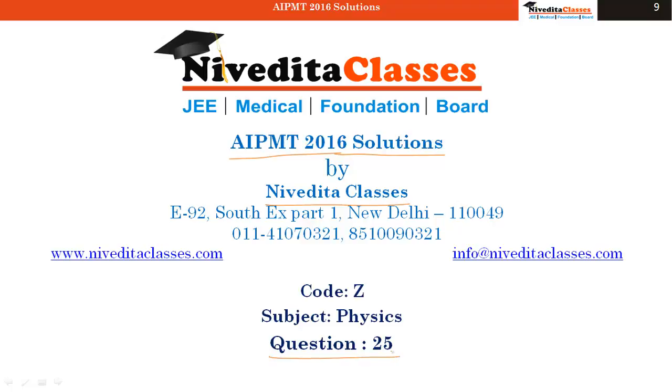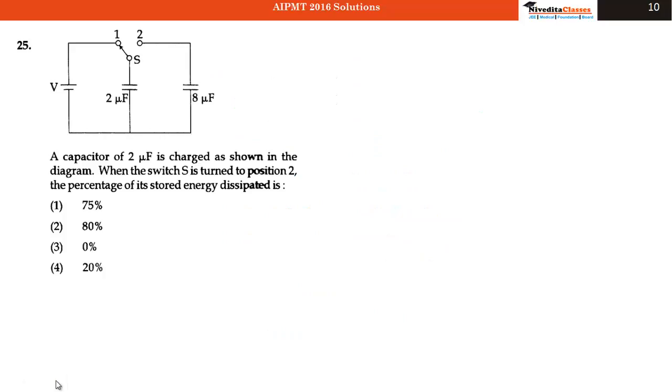Now we will discuss question number 25 of subject physics from code Z. What our question says is that a 2 microfarad capacitor is charged fully using this battery of voltage V. And then we changed the position of the switch towards this side, and some of the charge accumulated on this capacitor gets transferred to the other capacitor, and we have to find how much of the energy has been dissipated in this transfer of charge.